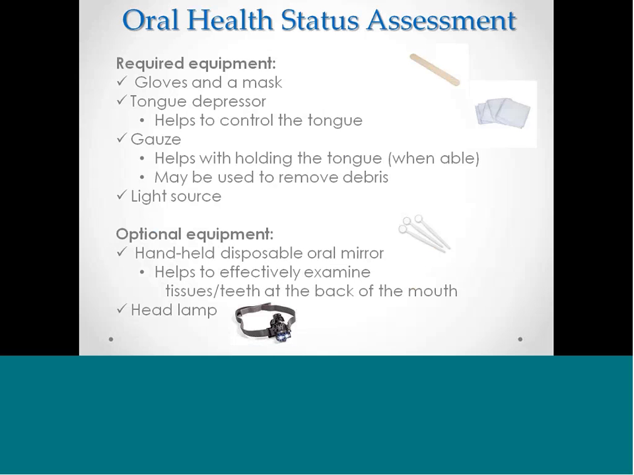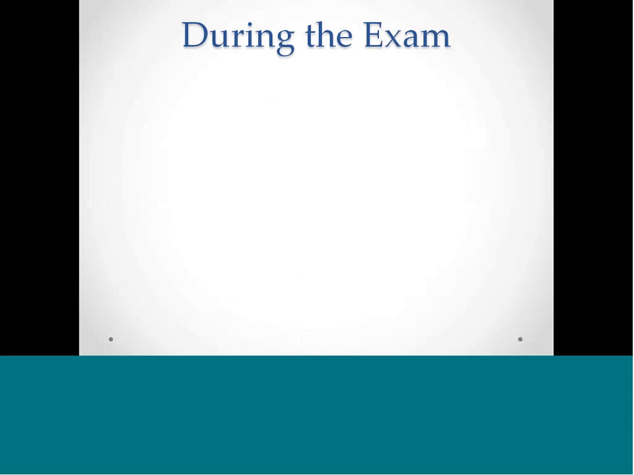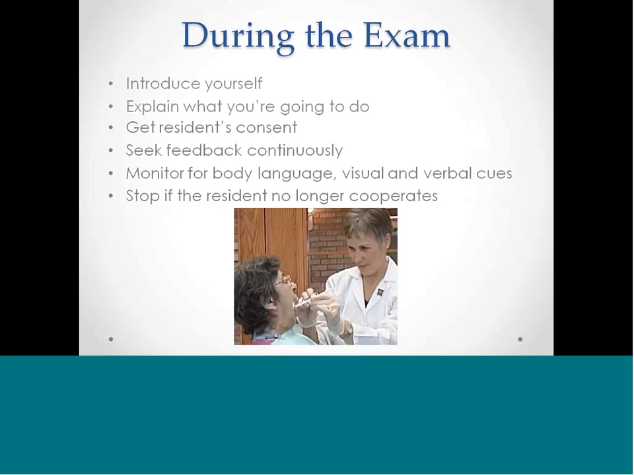Optional but very useful tools include a disposable mouth mirror that helps examine teeth and tissues at the back of the mouth. A headlamp for more direct light source is also very valuable. During the exam, the assessor should do the following. Introduce him or herself, explain what he or she is going to do, get residents' consent, seek continuous feedback, monitor body language, visual and verbal cues, and stop if the resident no longer cooperates.